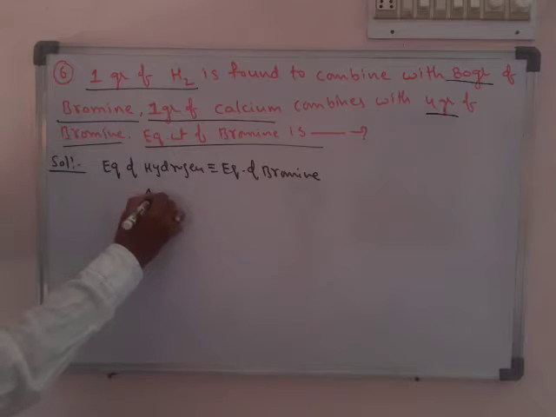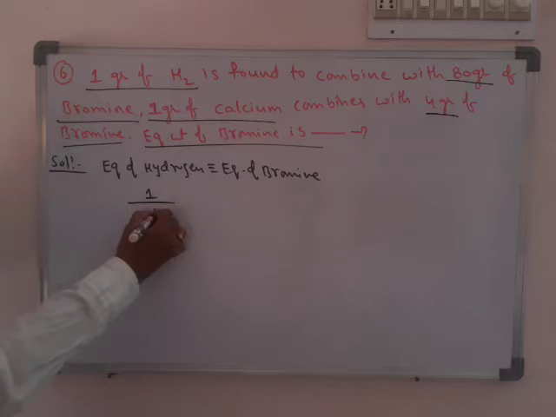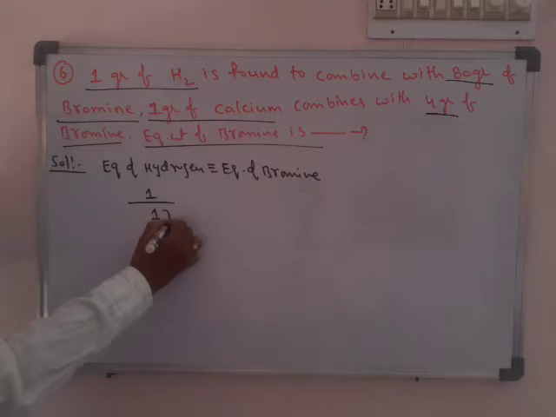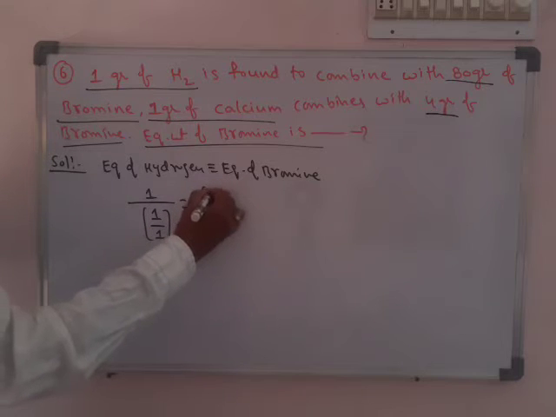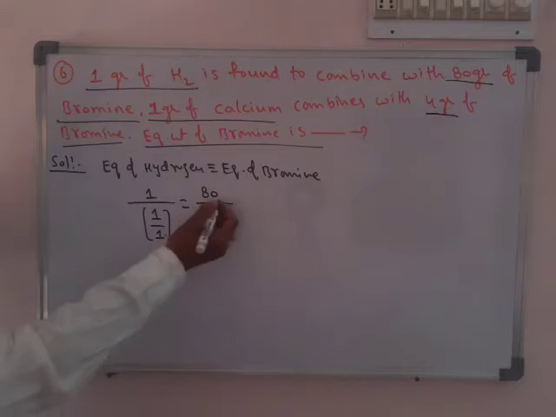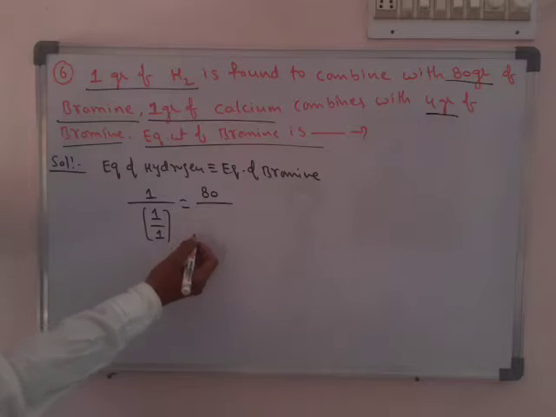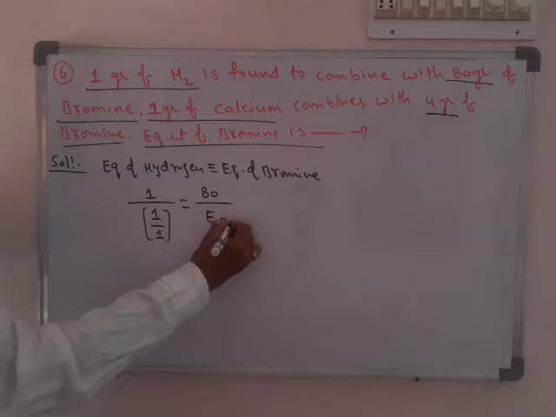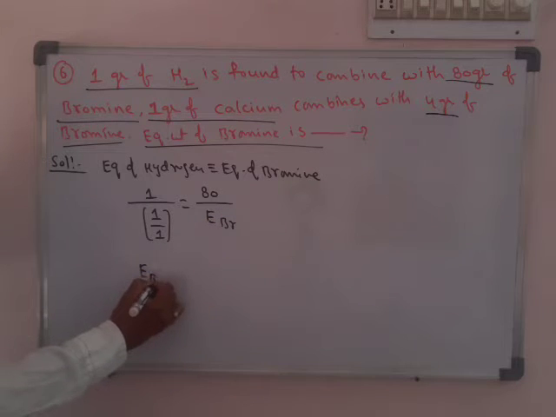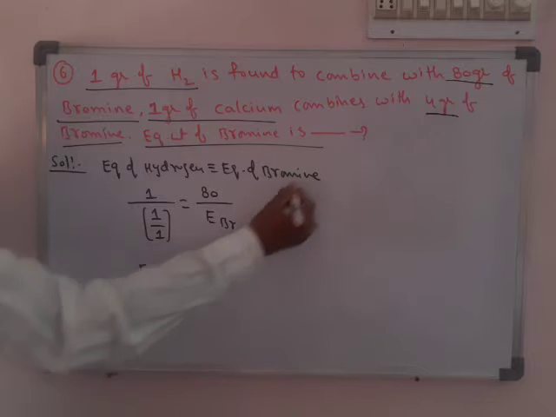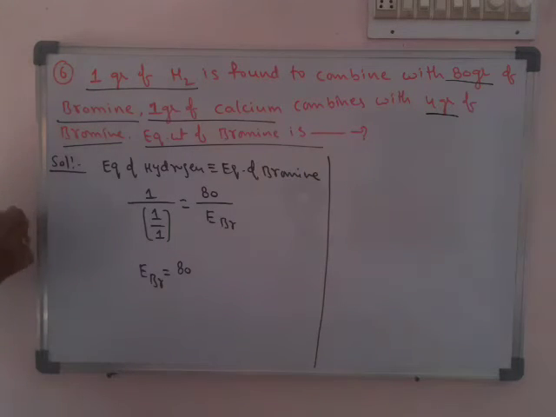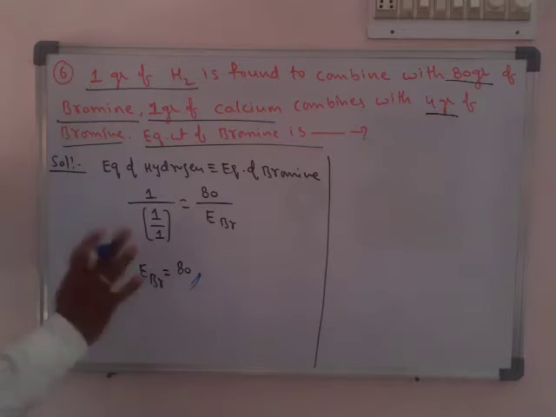So weight by gram equivalent weight of hydrogen: we know that it is 1 by 1, atomic weight by valency. Equivalence of bromine means again weight by the equivalent weight of bromine, which we have to find. So simply on this calculation, the equivalent weight of bromine we got is 80. So this is the first case. So this is the answer, equivalent weight of bromine is 80, it's final.